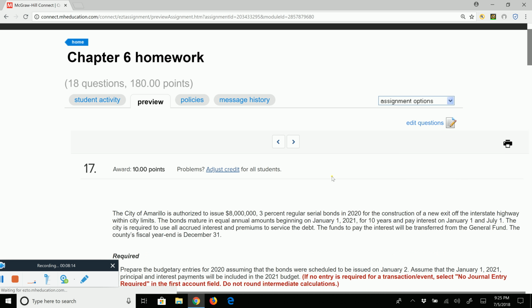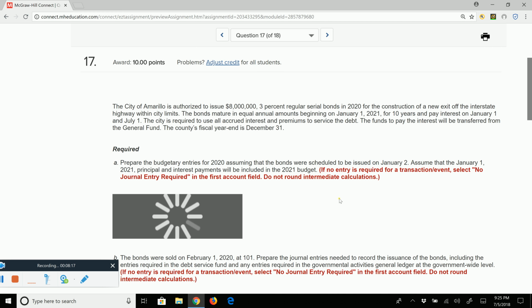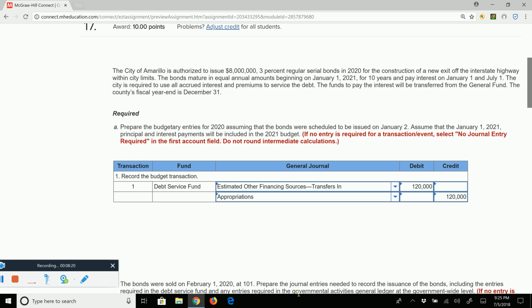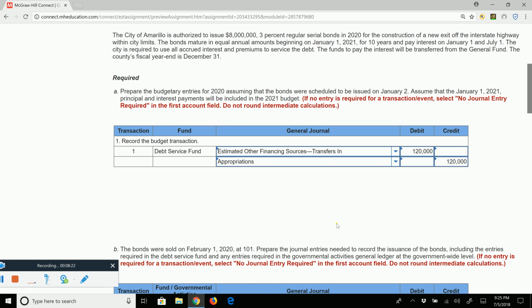Let's take a look at a couple of longer problems here. So this first one, we have the city of Amarillo. They issue 8 million 3% serial bonds to construct a new exit off the highway. The bonds mature in equal annual amounts beginning on January 1, 2021 for 10 years. And they pay interest every January 1 and July 1. The city is required to use all accrued interest and premiums to service the debt.